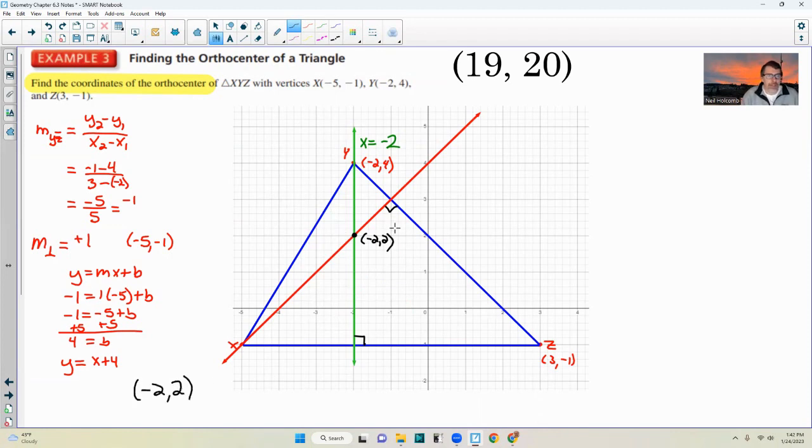Okay, hopefully that made sense to you. This one was easy because it was perpendicular, but if it wasn't, then you just have to find the slope of two sides and the y-intercept like I did here. So after example 3, you should be able to do problem numbers 19 and 20 in your exercises.